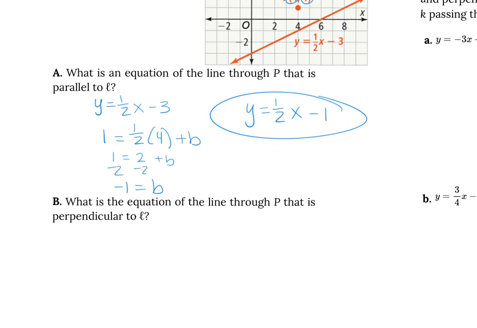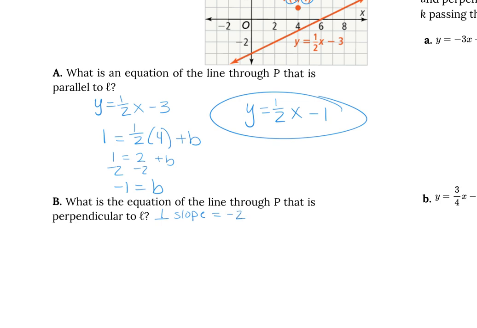All right, now we want to find a line that is perpendicular to L that goes through point P. So we're going to do the same thing, but this time instead of having a slope of 1/2, we want to use the negative reciprocal. So our perpendicular slope needs to be the negative reciprocal of 1/2, which would be -2.